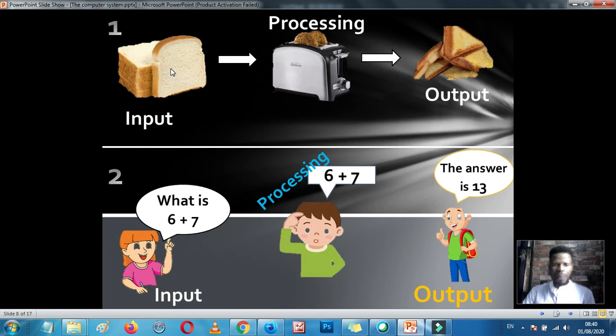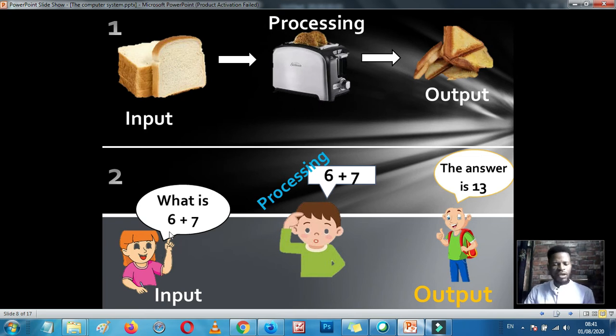Remember, the sliced bread that you got from the supermarket is the input. You send it into the toaster. The toasting machine will have to toast this bread. That process by which the toasting machine is working is processing it. And it brings out something which is the output. The output is now toasted bread.